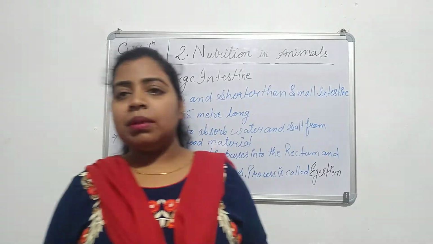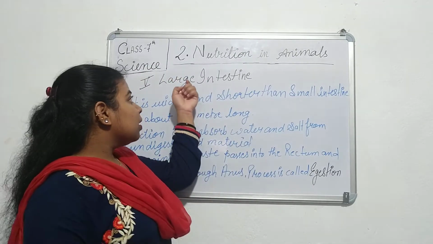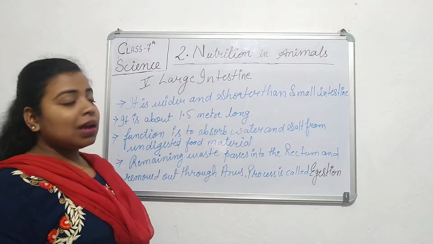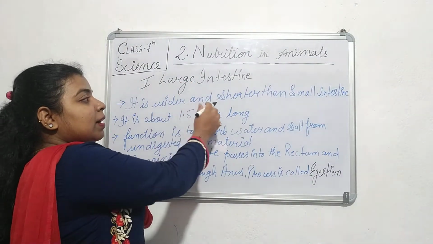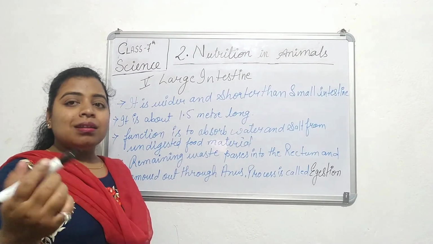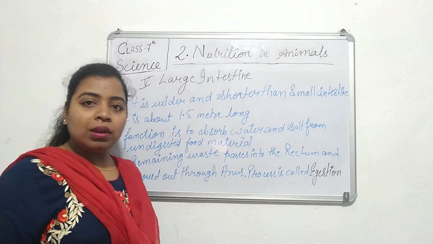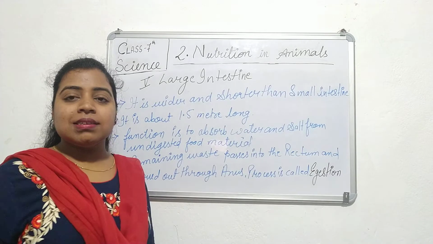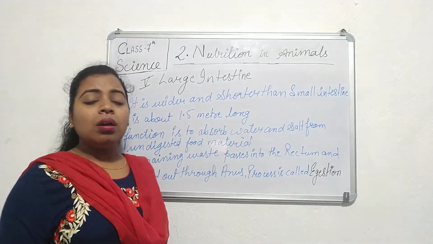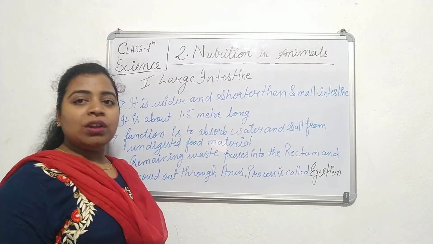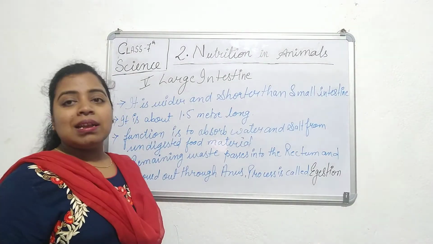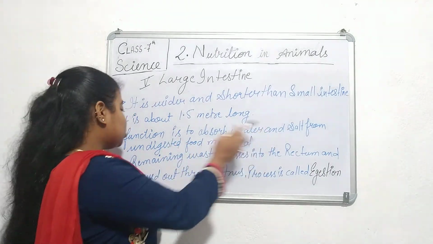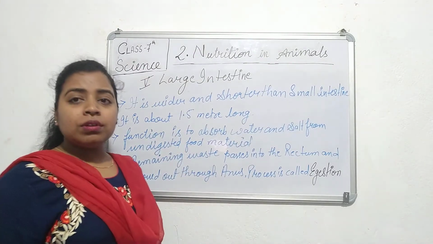The last part of the alimentary canal, or human digestive system, is the large intestine. After the small intestine, we'll discuss the large intestine. It is wider and shorter than the small intestine. It is about 1.5 meters long. The length of the large intestine is 1.5 meters, and the length of the small intestine is 7.5 meters. What is the function of the large intestine? It absorbs water and salt from the undigested food material.